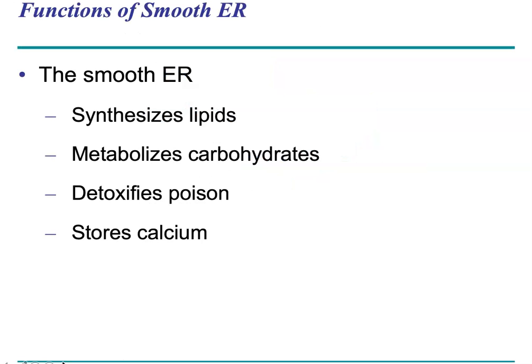One of the main functions of the smooth ER is to synthesize lipids. There are different types of lipids that your body needs, that your body produces. For example, there are different types of steroids. Cholesterol is a steroid molecule. A steroid molecule, just to recap from the previous chapter, is 4 fused carbon rings. These are all synthesized by the smooth ER.